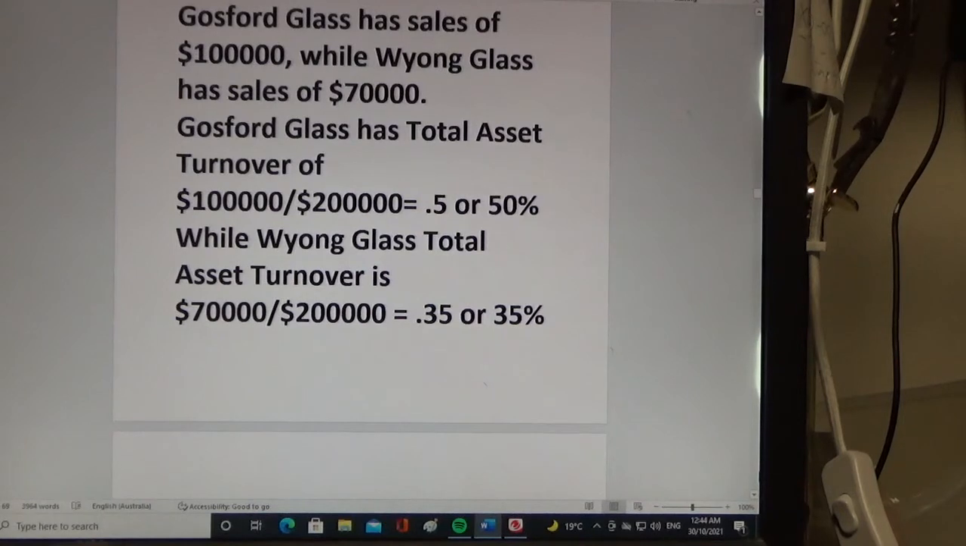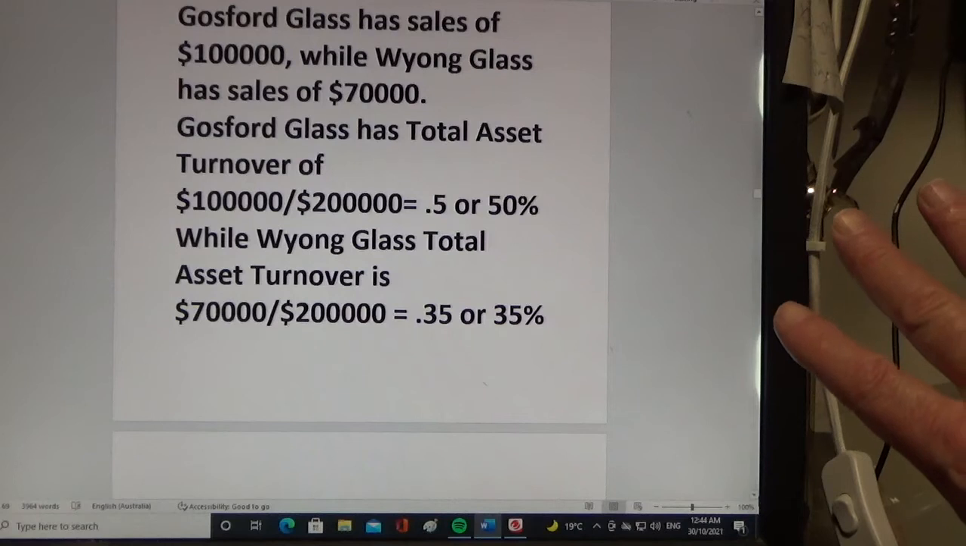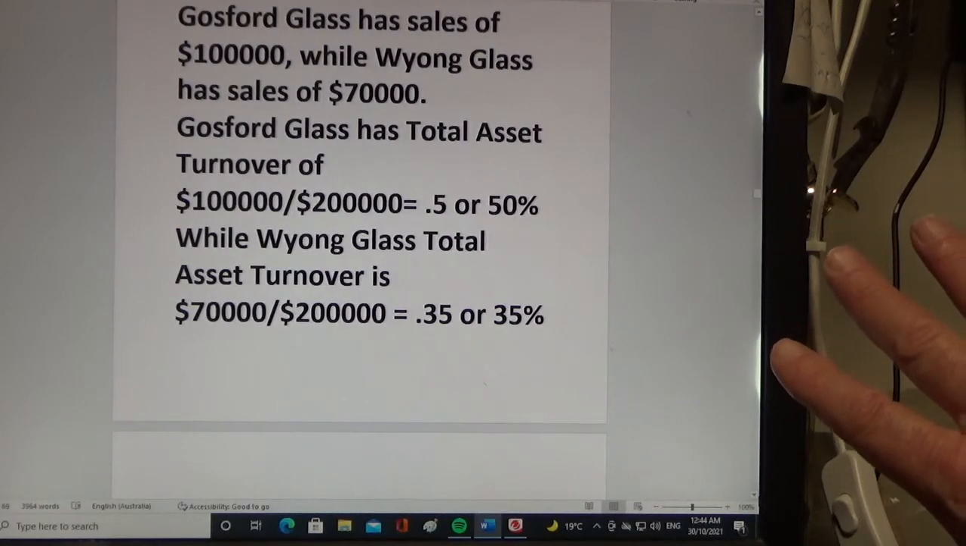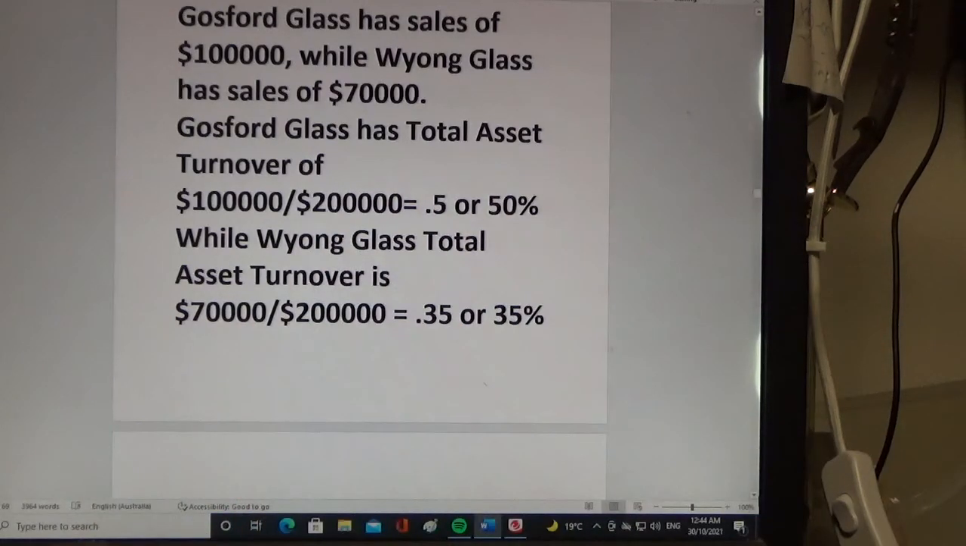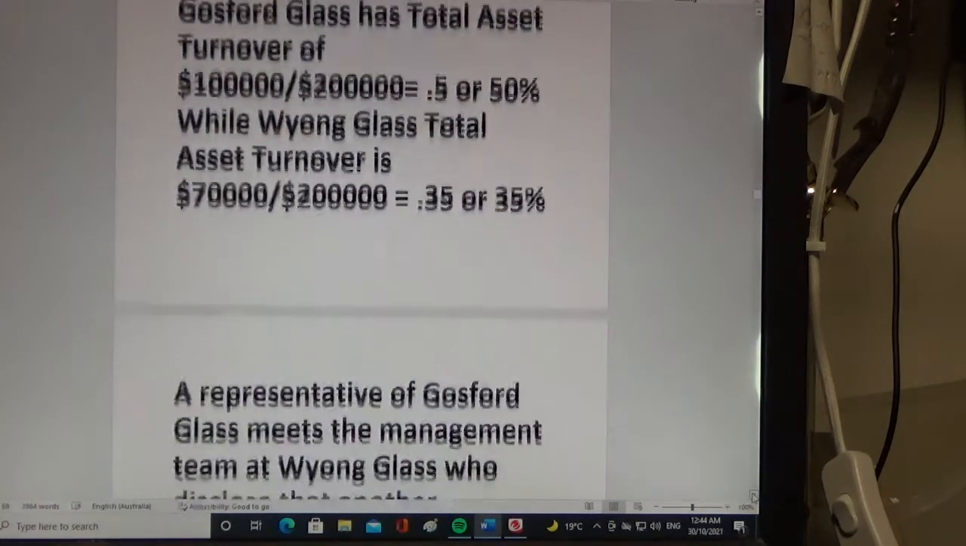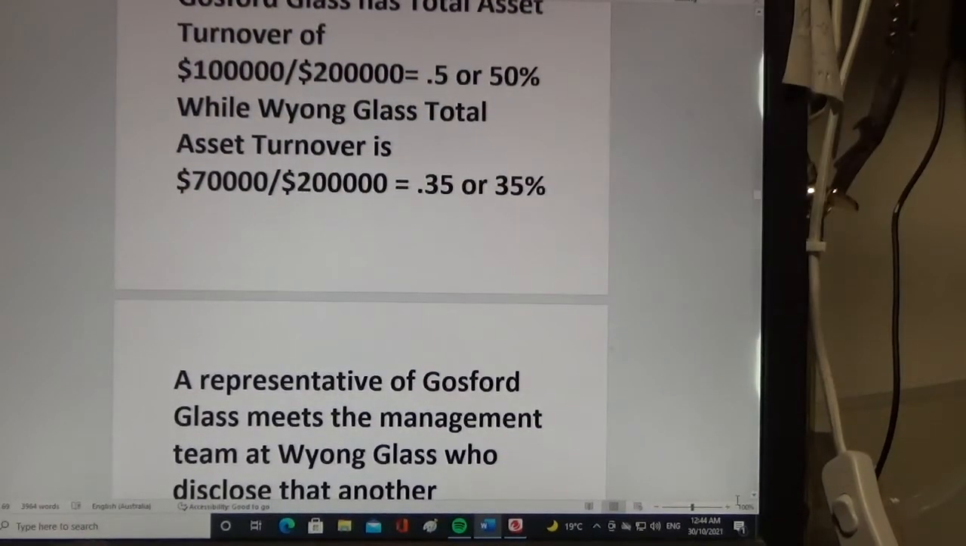Using your total assets to generate income, your machines, your tractors, your cars. So assets on the balance sheet, you need them, you need machines, you've got to pay liabilities for the machines to get the net profit. You can't just run a business on buying postage stamps and the P&L. You need machinery to be a manufacturer. So higher total asset turnover for Gosford Glass.